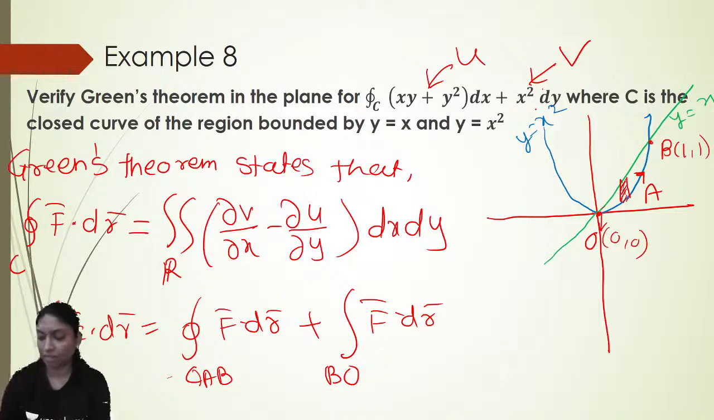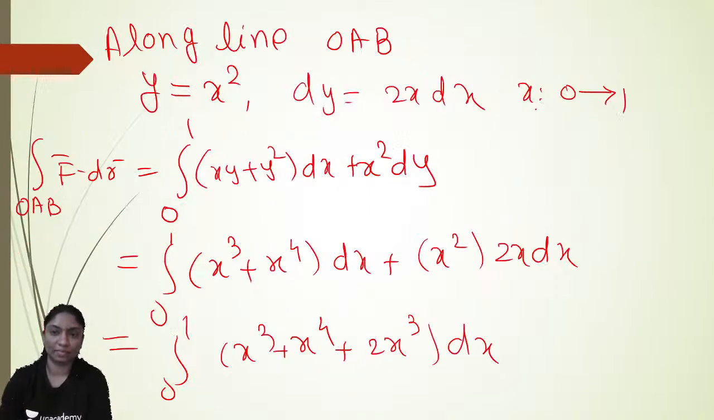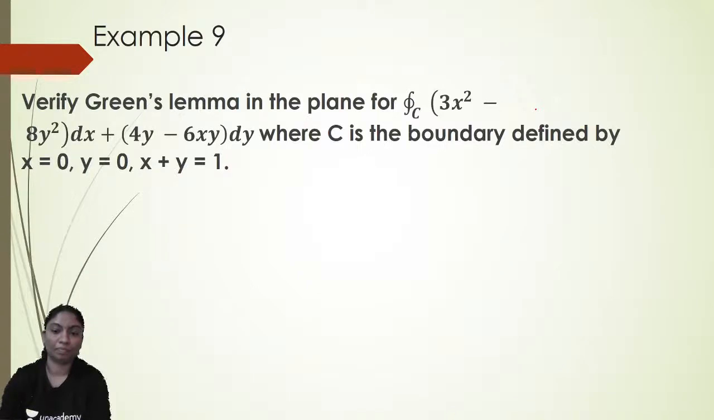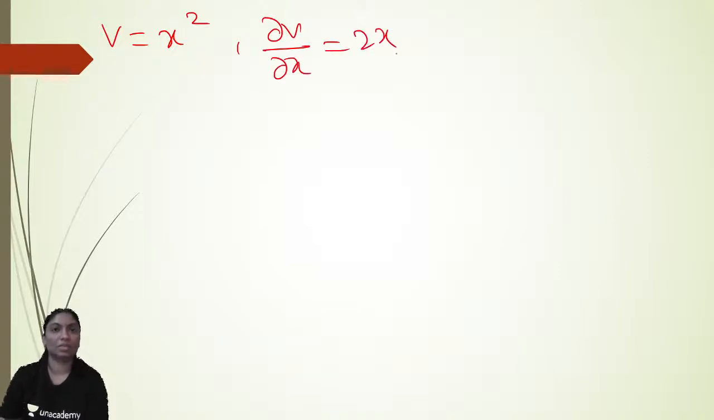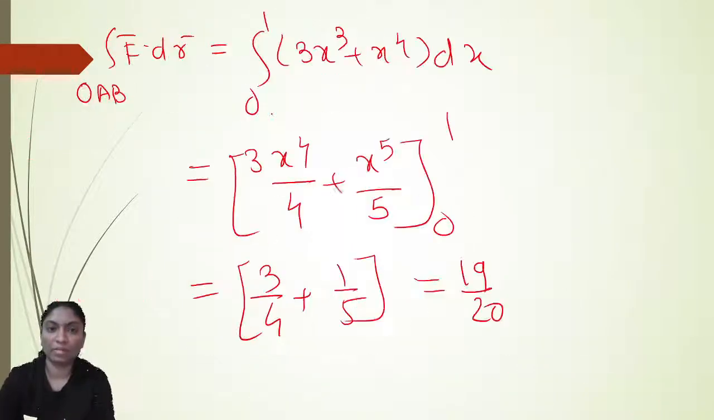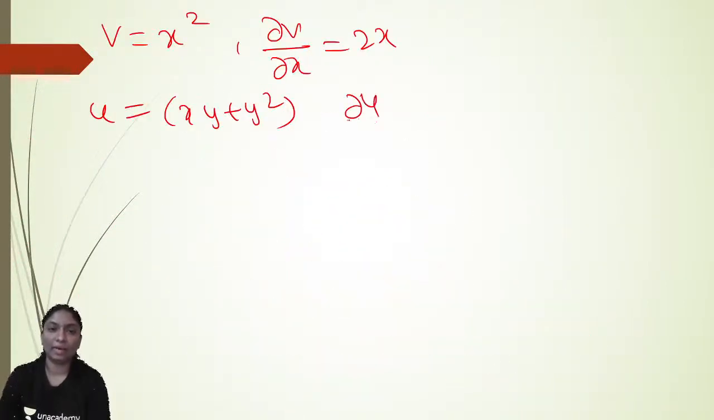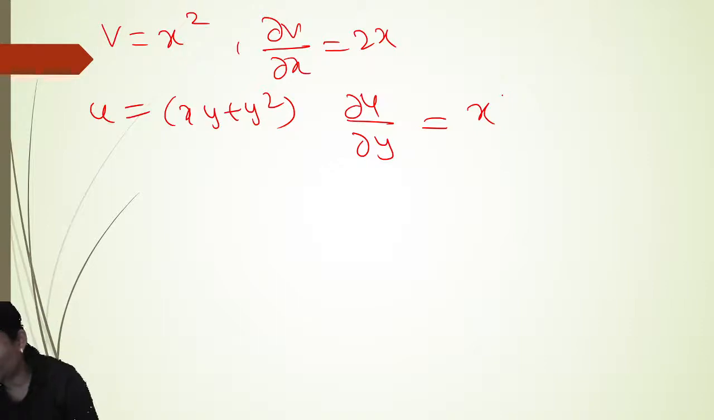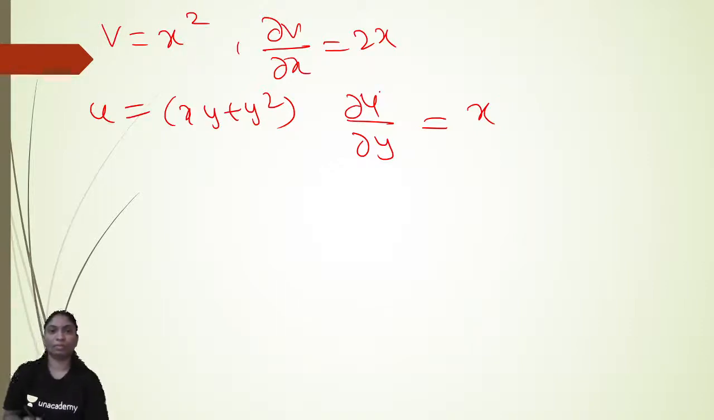तो ये हो जाएगा डबा v बाय डबा x. v इज इक्वल टू x स्क्वायर, तो डबा v बाय डबा x बन गया 2x. एंड u इज इक्वल टू xy प्लस वाई स्क्वायर, है ना. तो डबा u बाय डबा y क्या बन गया, ये x, डबा u बाय डबा y x ओनली प्लस 2y.